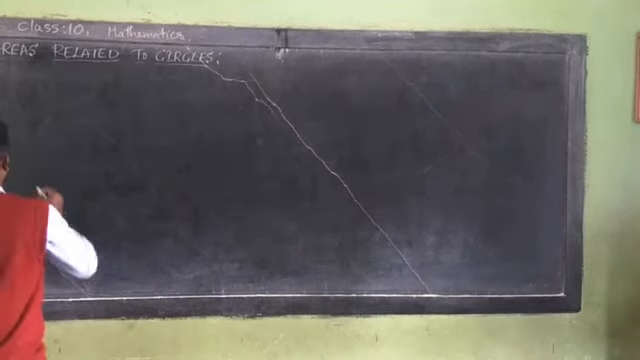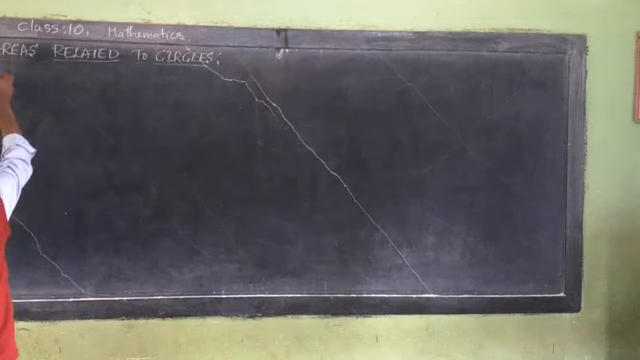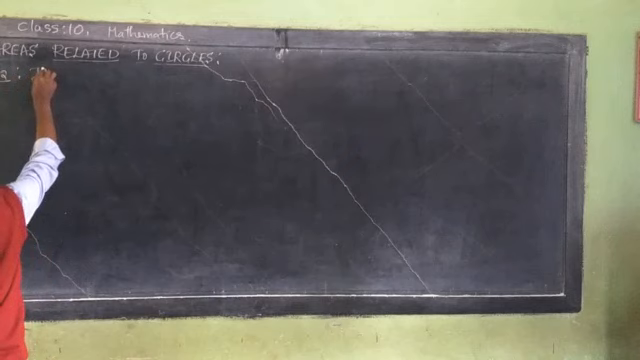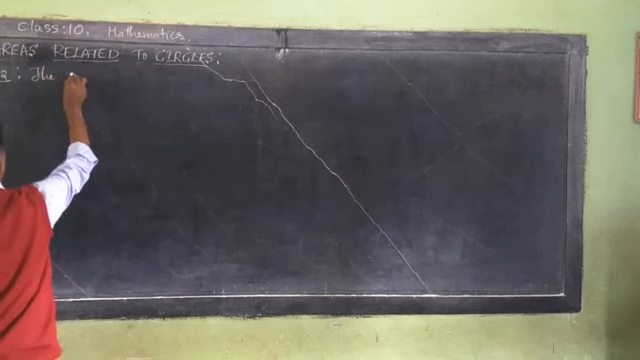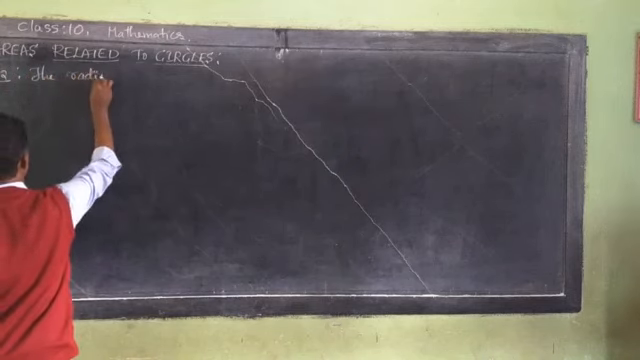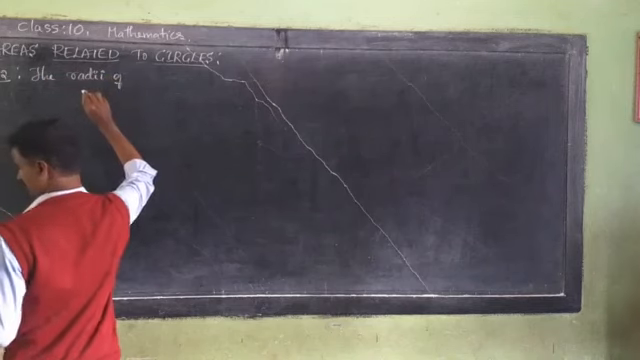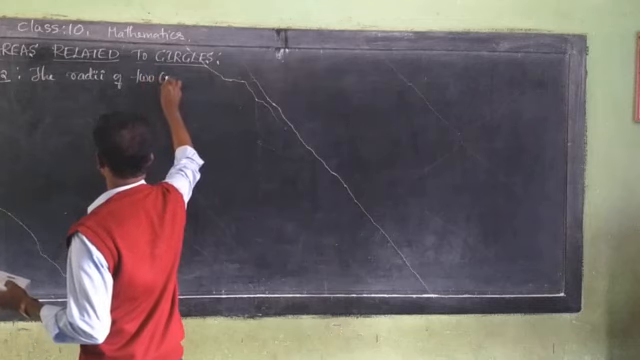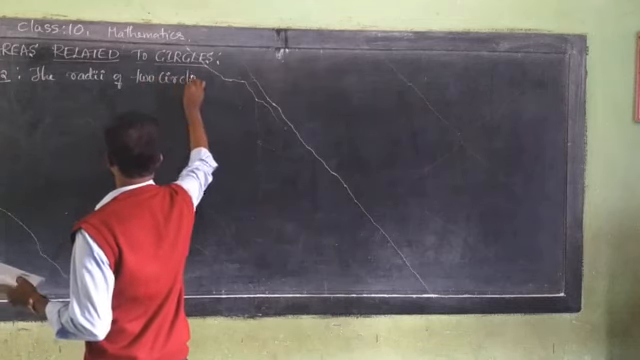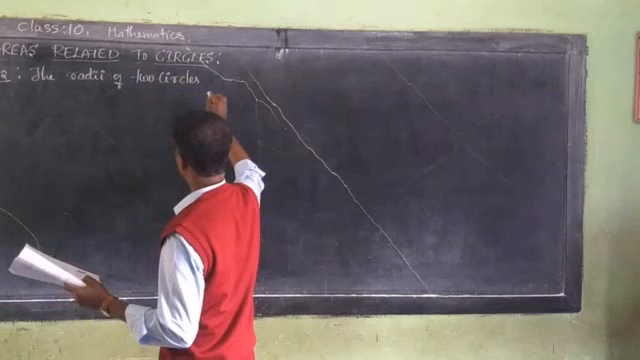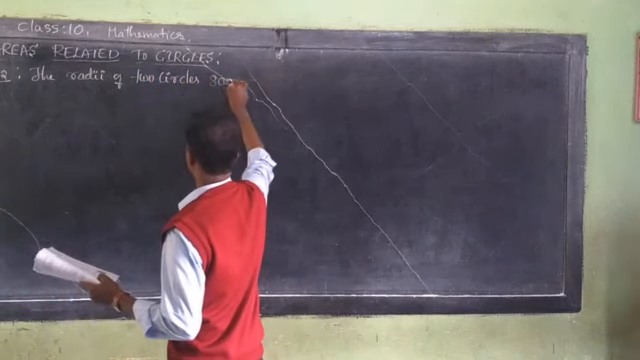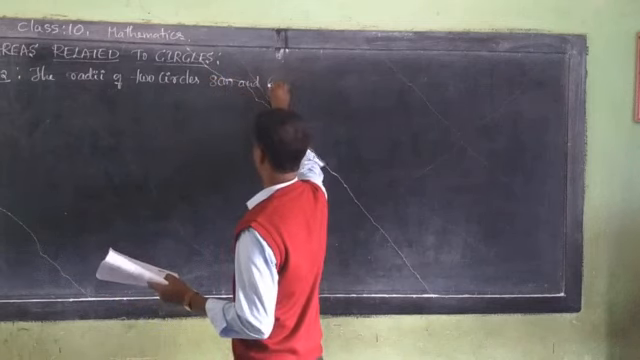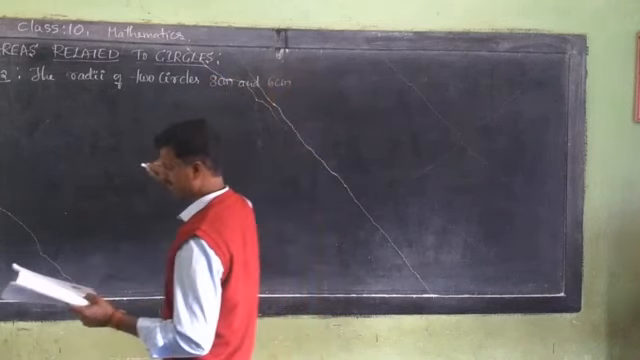Example 2 in exercise 5.1. The radii of two circles are 8 centimeter and 6 centimeter respectively.